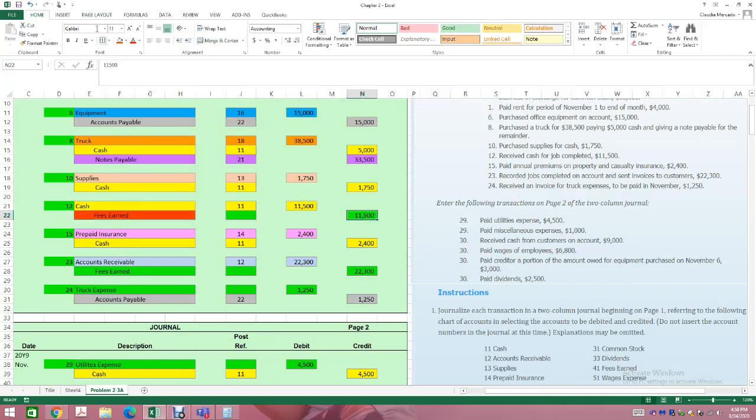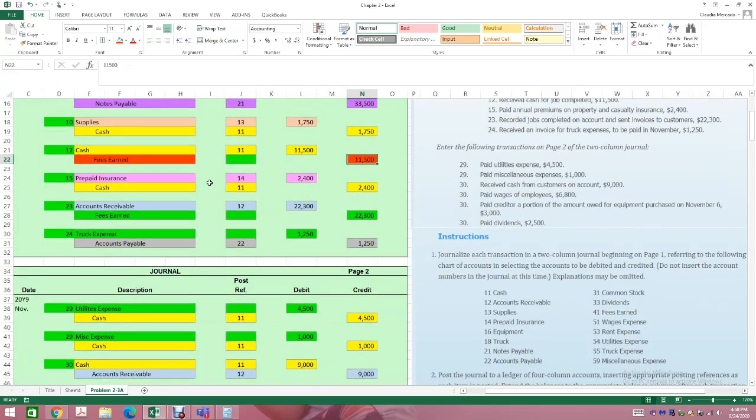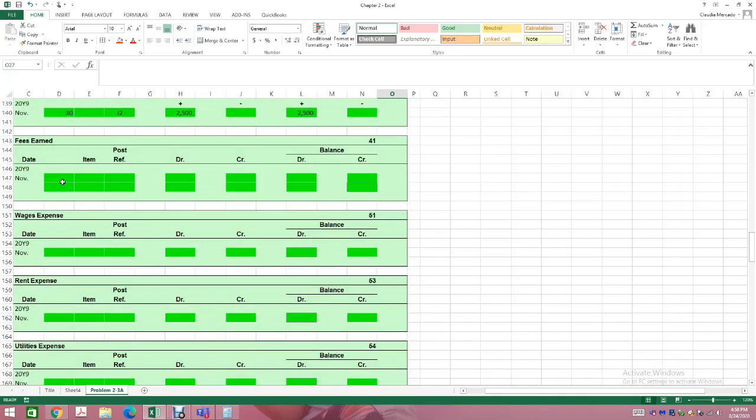Okay, we have fees earned of $11,500. And then we have fees earned of $22,300. So we have 2 entries for fees earned. So fees earned happened on the 12th, the first one. And that was for journal page 1. And I had a credit of $11,500. So I'm going to transfer over my $11,500. And then I had on the 23rd, which was my journal 1 as well, I had another credit of $22,300.